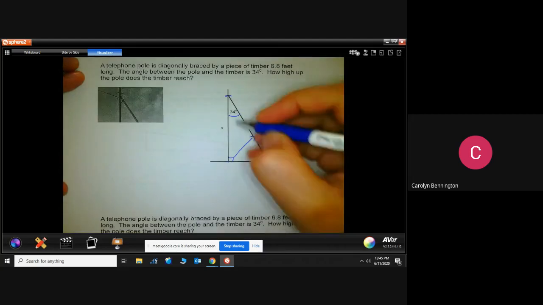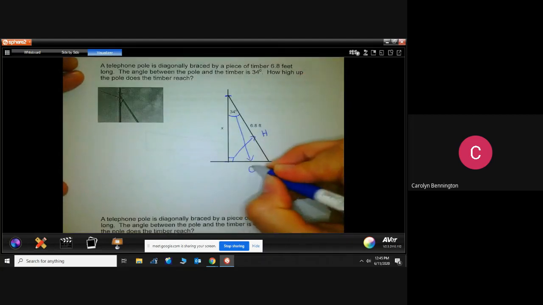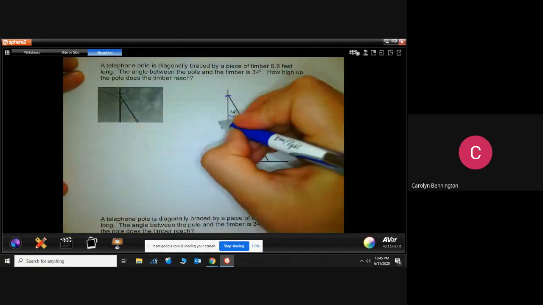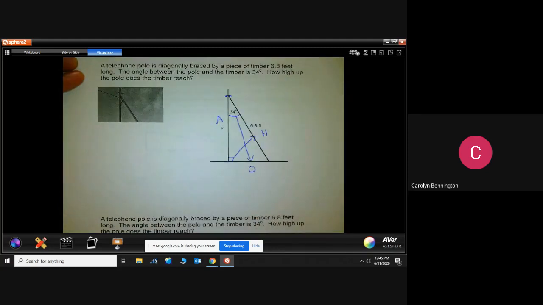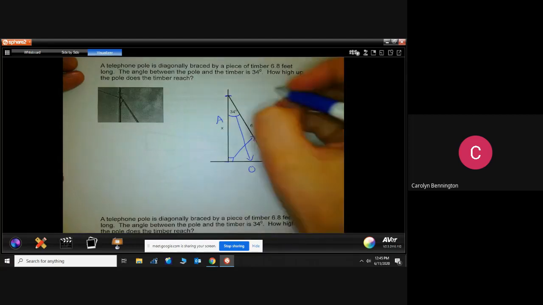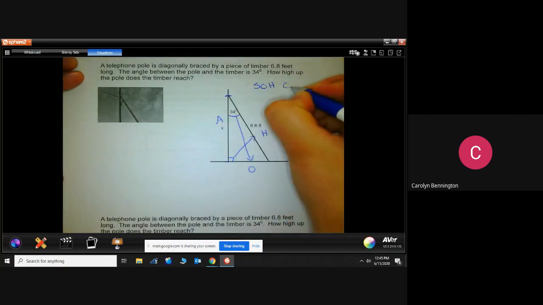Then the angle that we're working with, directly across from that is the opposite side. And then the x is in the adjacent position. So now we're going to refer to our SOHCAHTOA again.